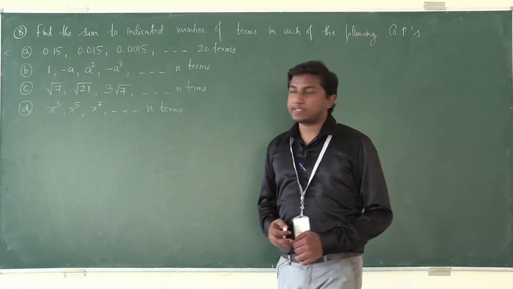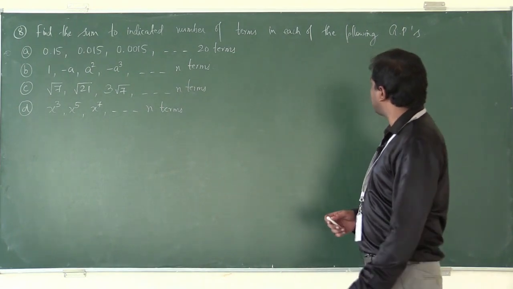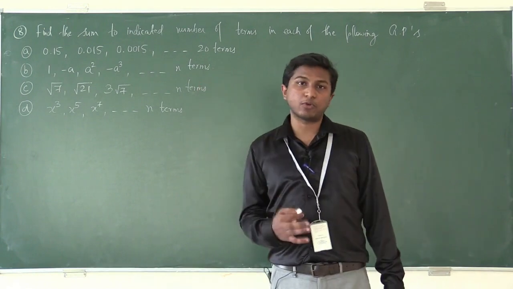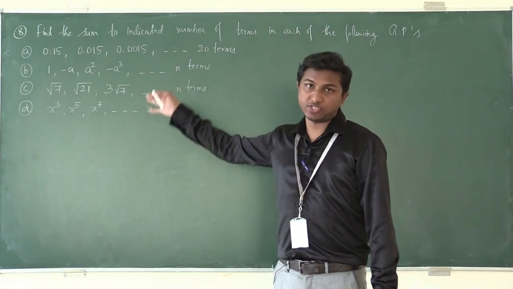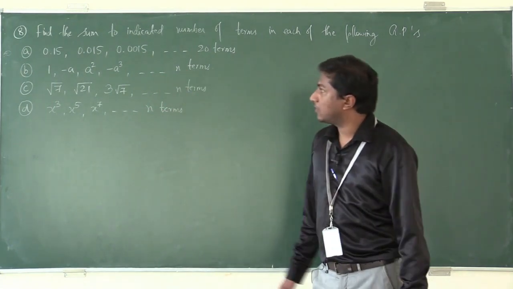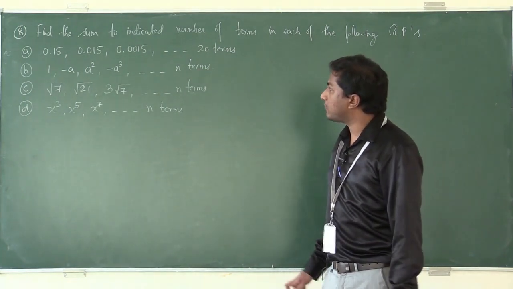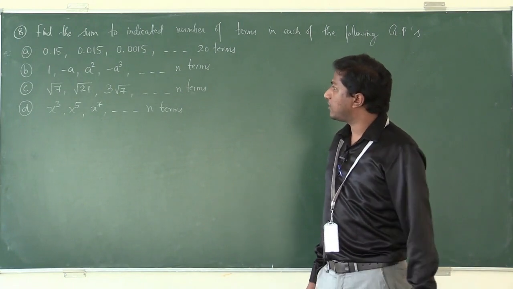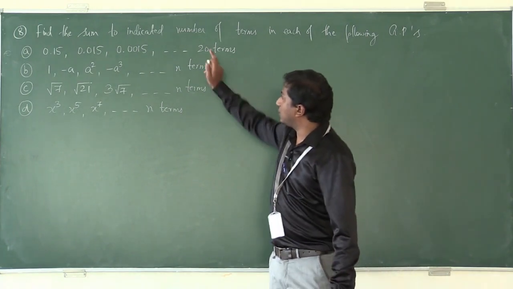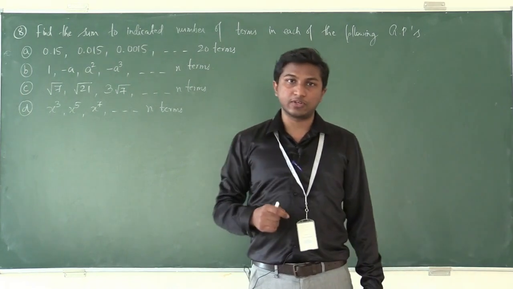Problem number 8 states: find the sum to the indicated number of terms in each of the following GPs. So we have to find the sum to the indicated number of terms in each of these questions. There are totally 4 questions here. Look at the first question, sub question A. The given GP is 0.15, 0.015, 0.0015, and so on. We have to find the sum of the first 20 terms of that GP.